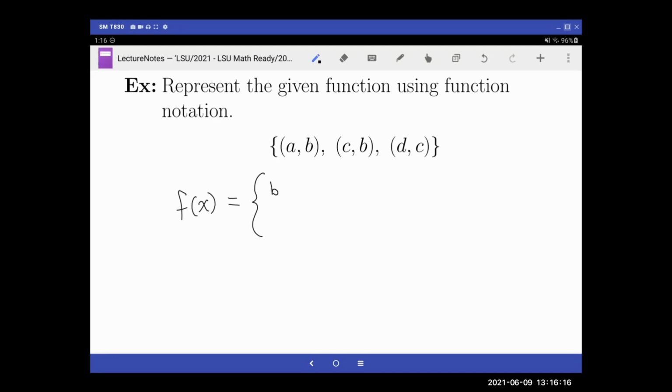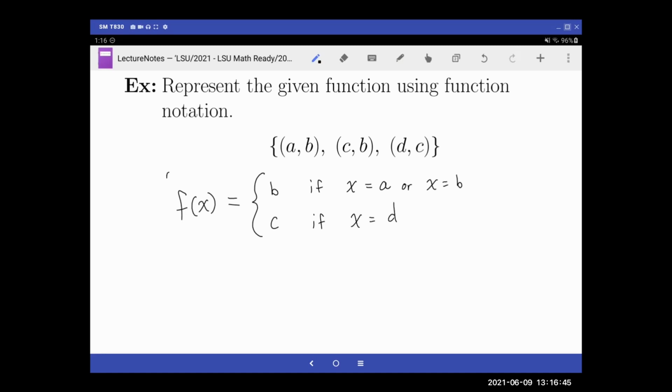The function is b if x equals a, or if x equals b. Okay, so if either one of those happens, then you get the y value b. This is just a rule. And then the y value is c if x equals d.